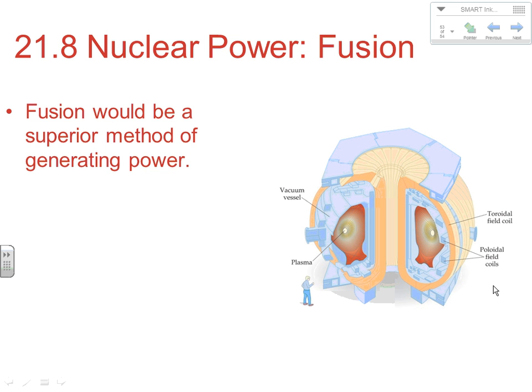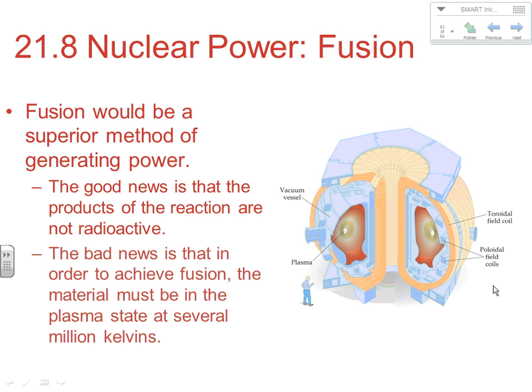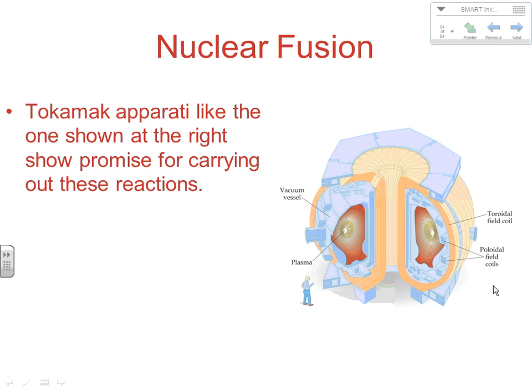Now, fusion would be a superior method for generating power because you get more energy, and the byproducts, the waste that you get, are significantly safer than with a fission reaction. The problem is, we can't really get that sustainable expanding reaction like we get with fission. And the material is so incredibly hot. How do we contain it? Because it's millions of Kelvin in temperature. So the good news is it would be better. The bad news is we can't really create a situation to get a sustainable fusion reaction and contain it because the temperatures are so incredibly hot.